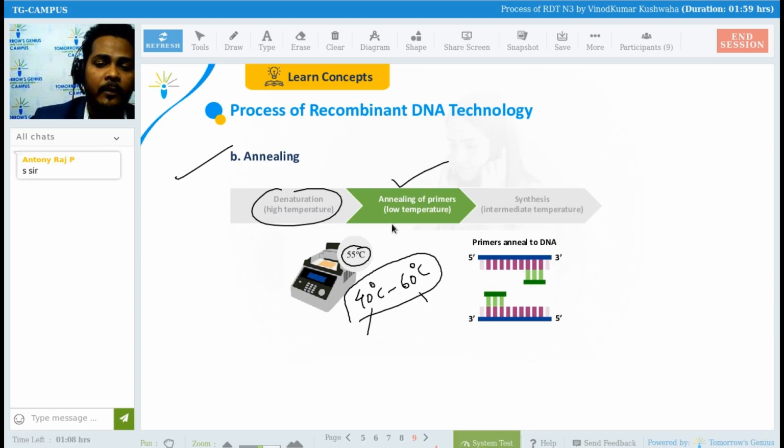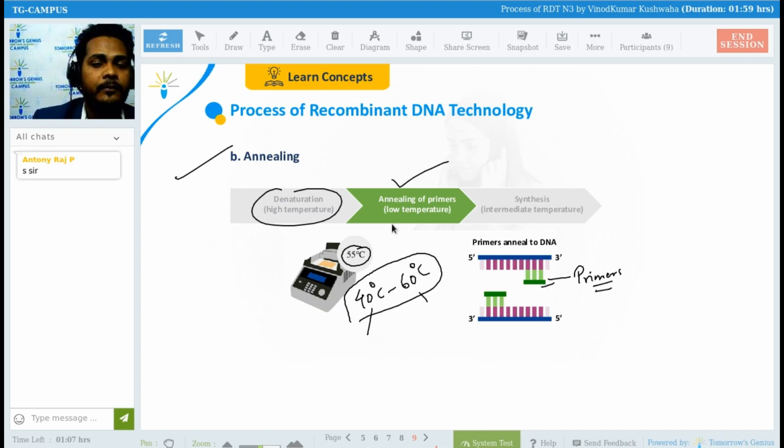It depends on the length and sequence of the primers that you are using, and what is the length of the DNA. That's why I wrote 40 degrees Celsius to 60 degrees Celsius is the temperature required for annealing of primers. So you can see this is the primer. The green one is a primer. So you anneal the primers, means you join the primers over here. So for joining the primers, you need a lower temperature, right?